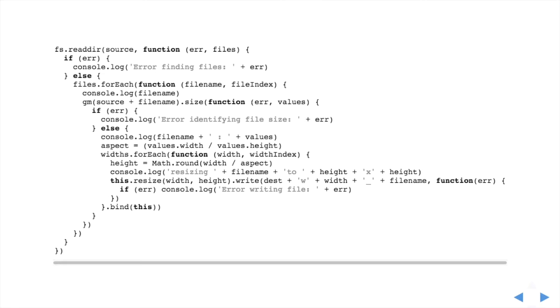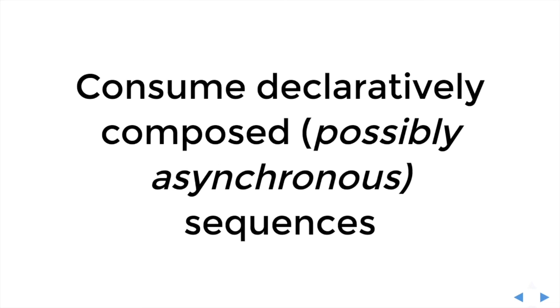So perhaps a better way of introducing reactive extensions is to say that it's a library that lets us consume declaratively composed, possibly asynchronous sequences. Now, it's okay if that still doesn't make a ton of sense to you. In the next video, we'll take a close look at how exactly reactive extensions lets us do this, and hopefully that'll shed a little more light on what this phrase means. And hopefully it'll also shed some light on how exactly reactive extensions can help us avoid callback hell.